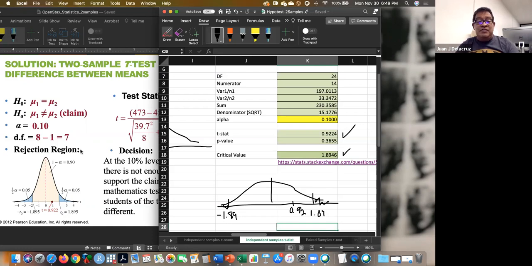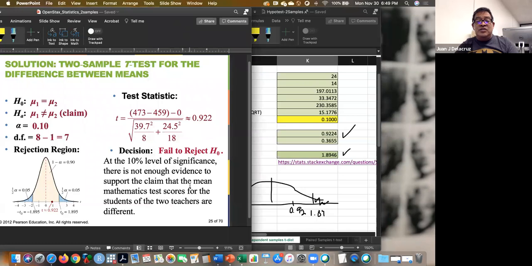So at the 10% level of significance, there is not enough evidence, as we said before, we are failing to reject, we cannot support the claim. So there is not enough evidence to support the claim that the mean mathematics test score for the students of the two teachers are different.